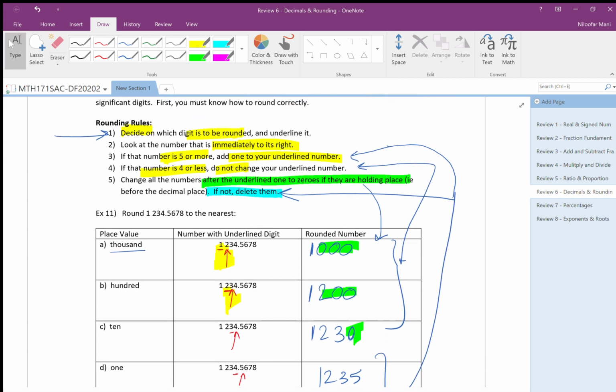Again, where to round, I either give it to you or you learn it later. So you underline that, check the next one. If the next one is 5 or more, move the underlined one up. If 4 or less, don't change. If they are placeholders, add 0 after. If they are not placeholders, just delete them. For example, if I hear 1,000 at the beginning, I still have to hear 1,000.